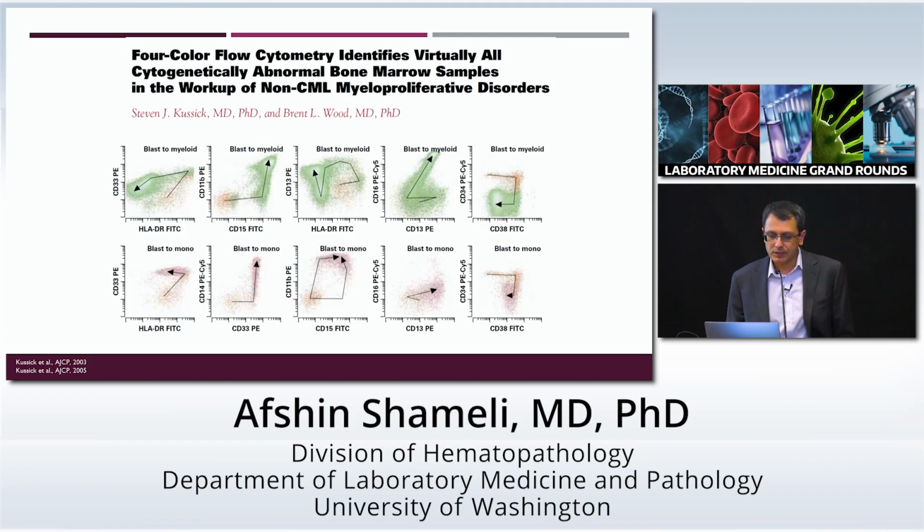As an example, this plot shows the normal maturation pattern from the stem cells to mature neutrophils with respect to expression of CD13 versus CD16, which has the classic Nike pattern that is commonly used in flow cytometry lab to evaluate the granulocytic lineage. And abnormality in this pattern is commonly seen in myeloid neoplasms.